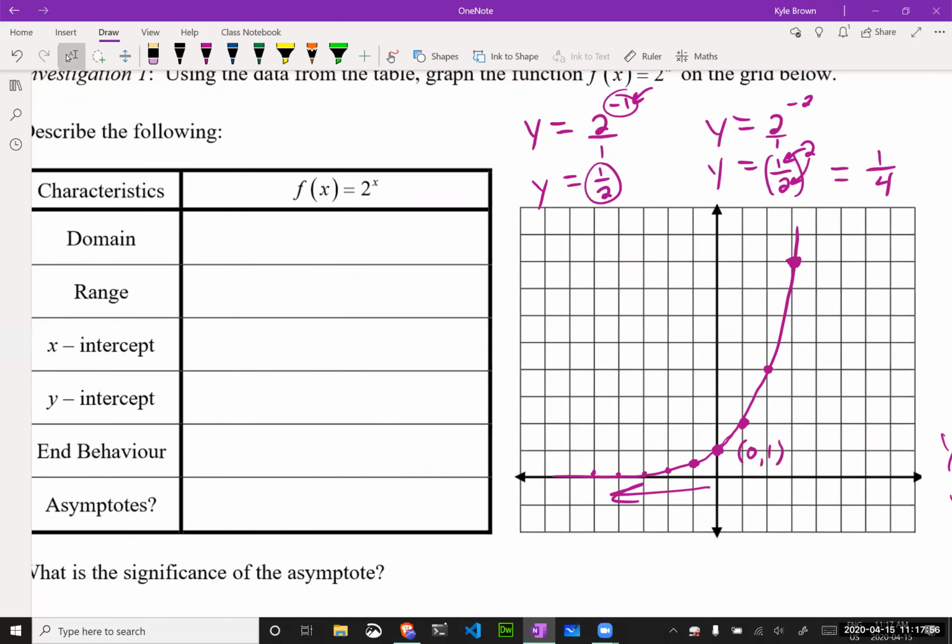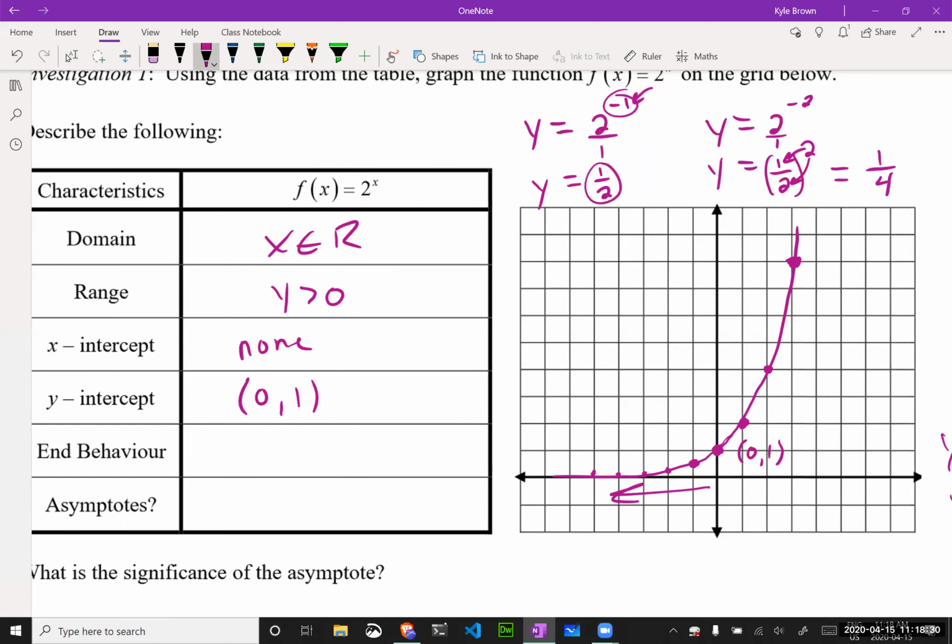The domain of this is going to be x is a member of the real numbers. It can go infinitely far to the left or negative, infinitely far to the right. Our range, though, of this graph, y has to be greater than 0. Not greater than or equal to, because it never touches 0, but just greater than 0. X-intercepts, none. This thing never crosses the x-axis. Y-intercept, in this case, it was 0, 1 for this graph.